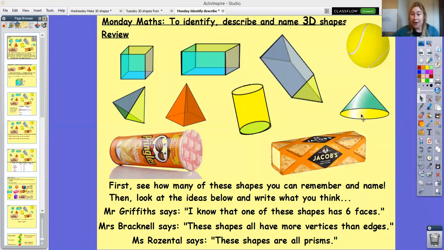So first, see how many of these 3D shapes you can remember and name from your previous school learning, and then have a little look at what the teachers are saying about the shapes and see what you think as well. Pause the video now.